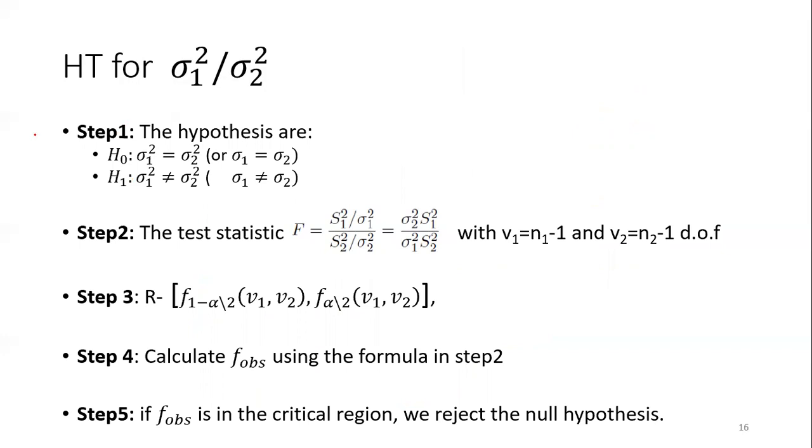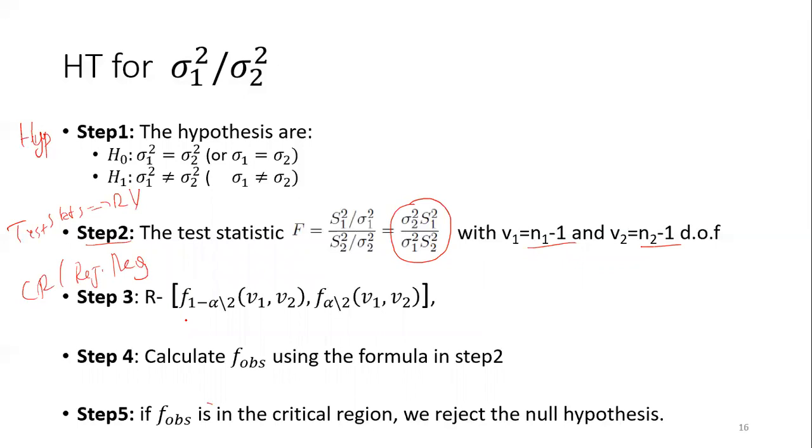So again, remember step one is the hypothesis. You just write the hypothesis there. Step 2, your test statistic. Well, we know that this is F distributed, sigma 2 squared S1 squared over sigma 1 squared S2 squared, with n1 minus 1 and n2 minus 1 degrees of freedom. This is your test statistic, which is a random variable in fact. Step 3 is your critical region, or rejection region.